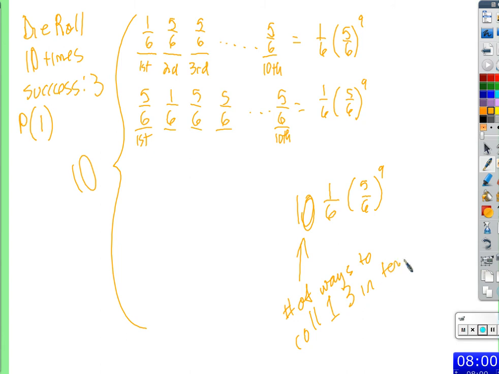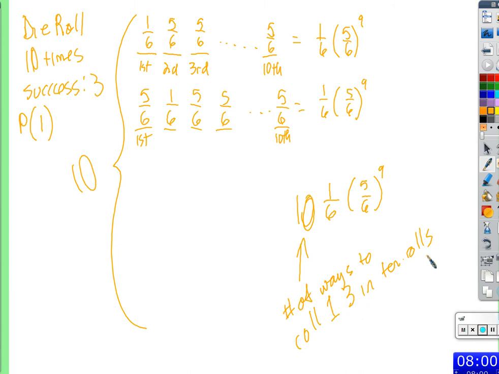So if we increase the number of rolls, the odds would get lower. Yeah, because then we'd have more 5/6, right? But then we'd have more possibilities, right? That number would be higher than 10. Yeah.